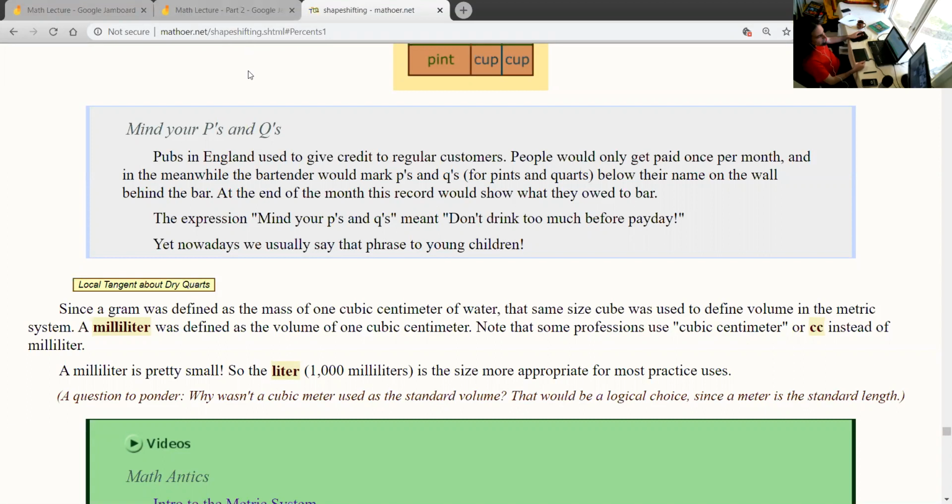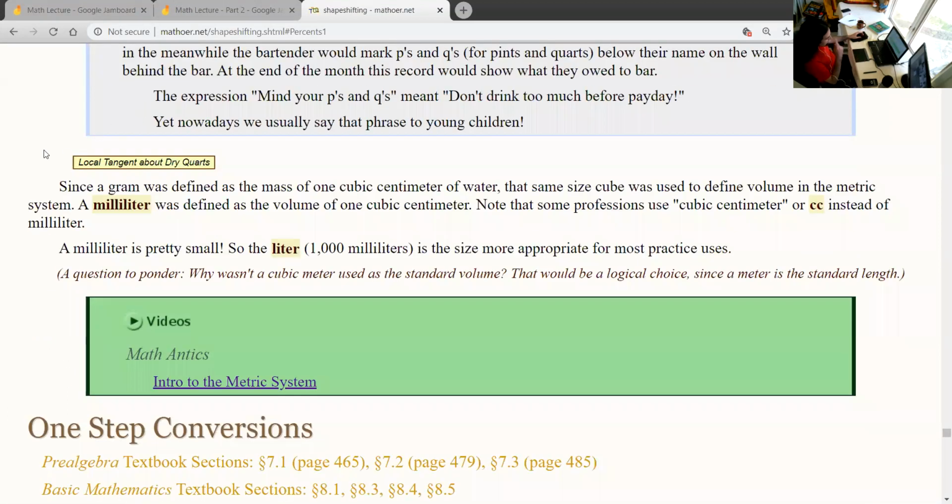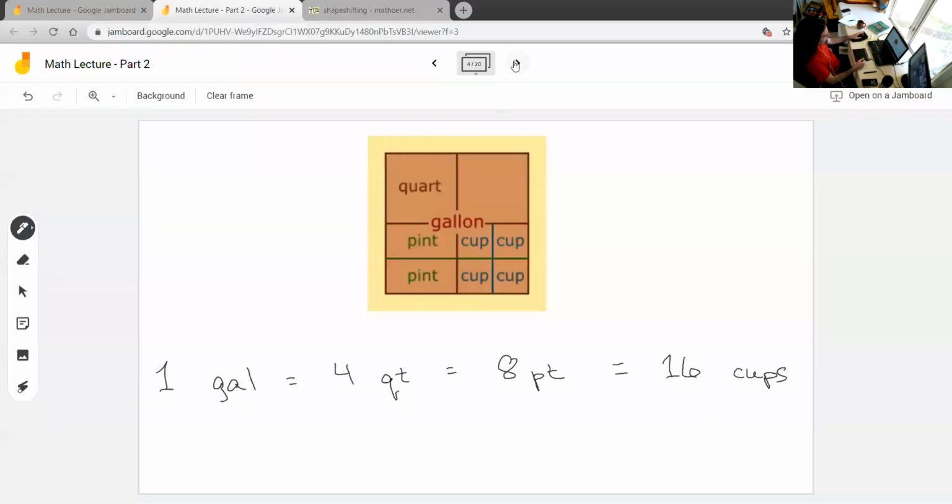Okay, everyone ready to go on? We're almost done with our history lesson. A gram was how much 1 cubic centimeter, so like 1 sugar cube of water weighs. So that same little size cube is for volume. That's called a milliliter. And some places will also call it a cubic centimeter. A milliliter and a cubic centimeter are the same thing, and that's important enough.